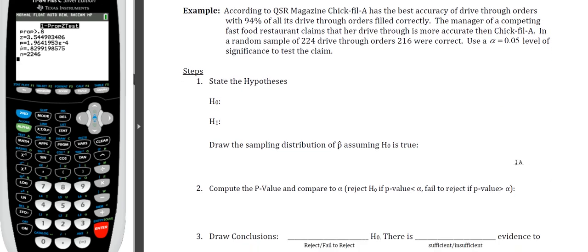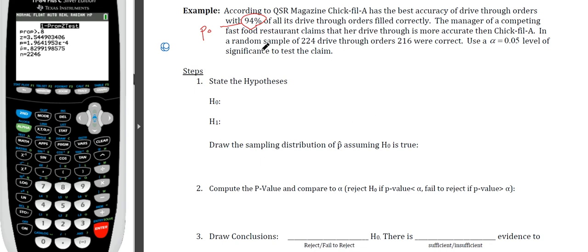Let's do another example. This one should sound familiar because it's using similar information. According to QSR Magazine, Chick-fil-A has the best accuracy of drive-thru orders with 94% of drive-thru orders filled correctly. So 94%. That is going to be our p, or technically p sub 0. The manager of a competing fast food restaurant claims that her drive-thru is more accurate than Chick-fil-A. Now, we had that before, but we didn't have the actual information.